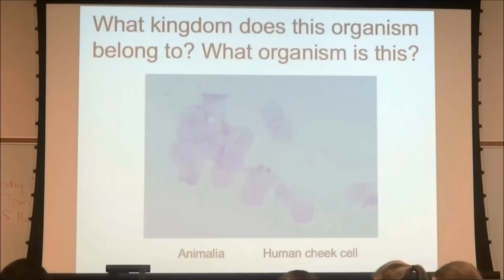Can you guys tell me what is in the center of the nucleus? The nucleolus, okay? Make sure you know that for the midterm. Alright? The nucleolus is in the center of the nucleus.